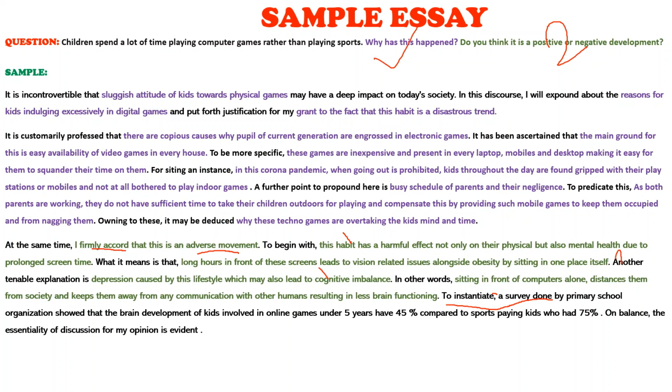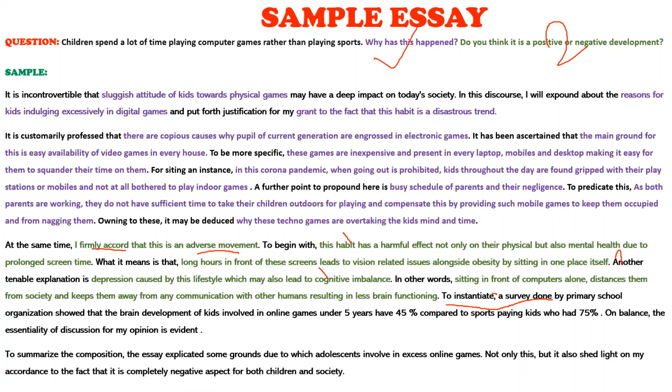Like on balance, the essentiality of discussion. So I have concluded. And then comes my conclusion statement, that clearly says, to summarize the composition, this essay explicated some grounds due to which adolescents involved with excess online games. So my question 1 is summarized here, that this essay explained some grounds why they play a lot of computer games. And then question 2, not only this, but it also shed light on my accordance to the fact. Okay, so accordance to the fact that it is completely negative aspect for society and children. So question 2 summarized. So line 1, question 1, and line 2, question 2.